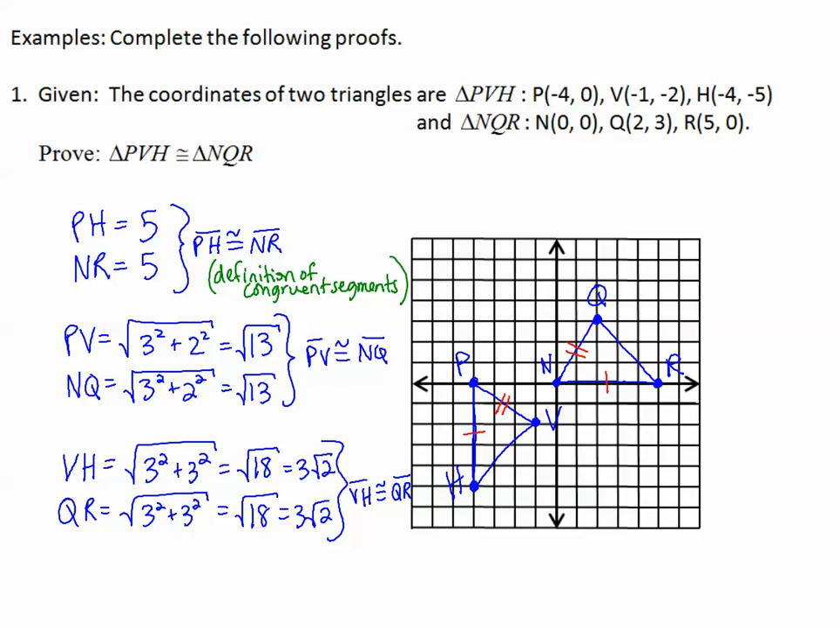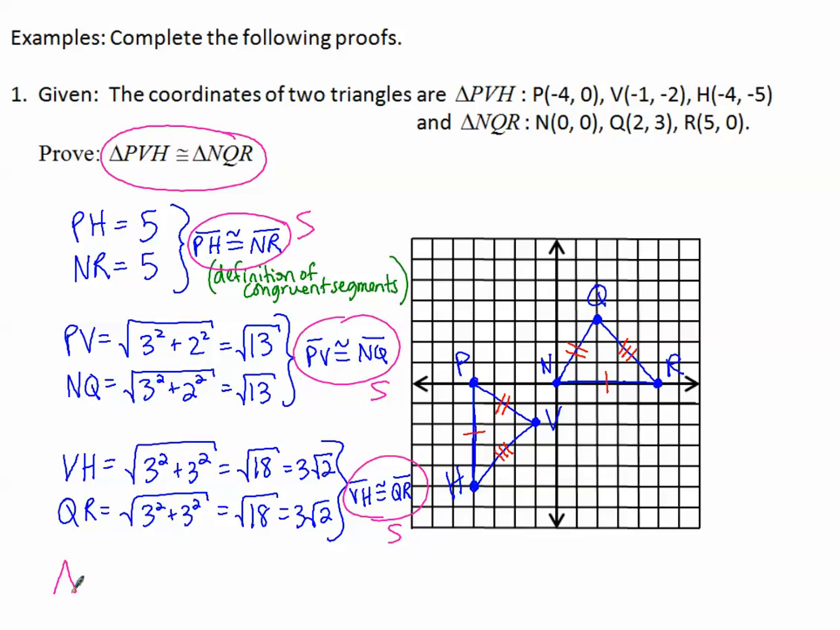So let's mark these sides congruent to these sides. So thinking of the postulates and theorems that help us prove triangles are congruent, what do we have here? 3 sides congruent to 3 sides. So now we can say these triangles are congruent because we have a pair of sides, another pair of sides, and a third pair of sides congruent. So we're going to finally say that triangle PVH is congruent to triangle NQR by the reason side, side, side postulate.